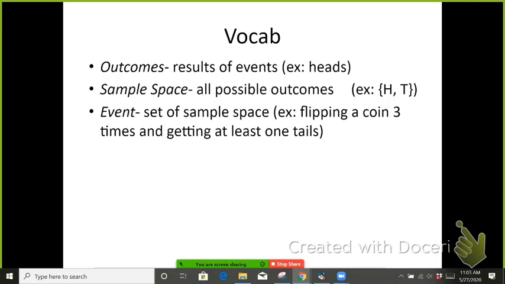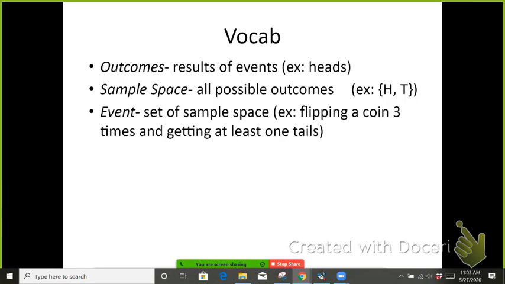So let's say I flip a coin. Let's say I flip a coin once. Alright, the outcome is how that could play out, so the result of events. So if I flip a coin, two outcomes are possible: heads or tails. And if I roll a die, there's 6 outcomes. I could roll a 1, 2, 3, 4, 5, or 6. If I choose one playing card, there's 52 different outcomes.